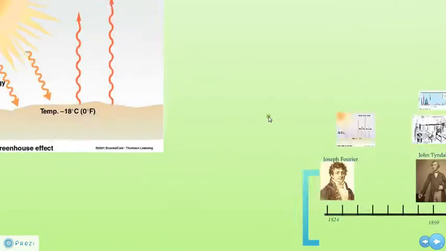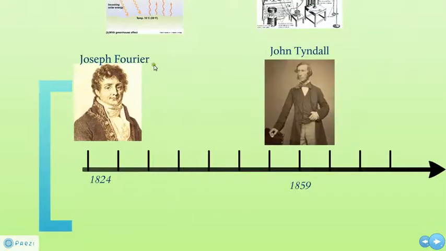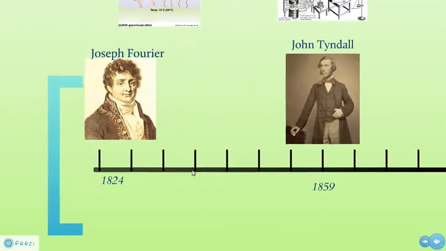This is the exact situation that Joseph Fourier was considering in 1824. He had done this calculation to figure out what the temperature of the Earth should be without an atmosphere, and he calculated that the temperature would be around 0 degrees Fahrenheit, way cooler than what we actually observe. So he was the first person to propose that the atmosphere has an effect on the Earth's temperature.